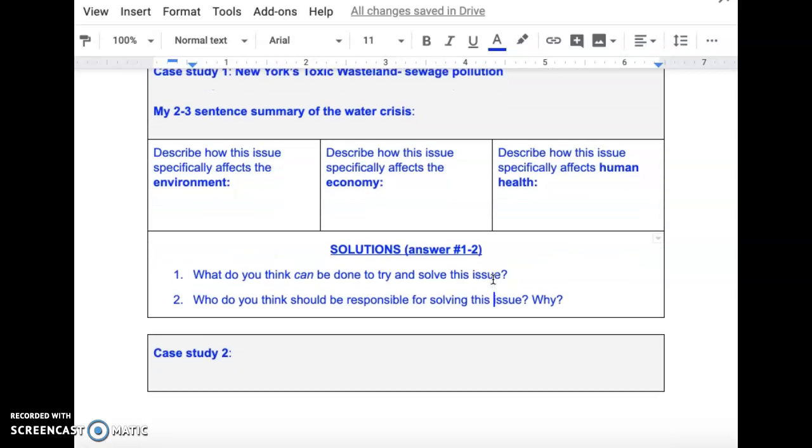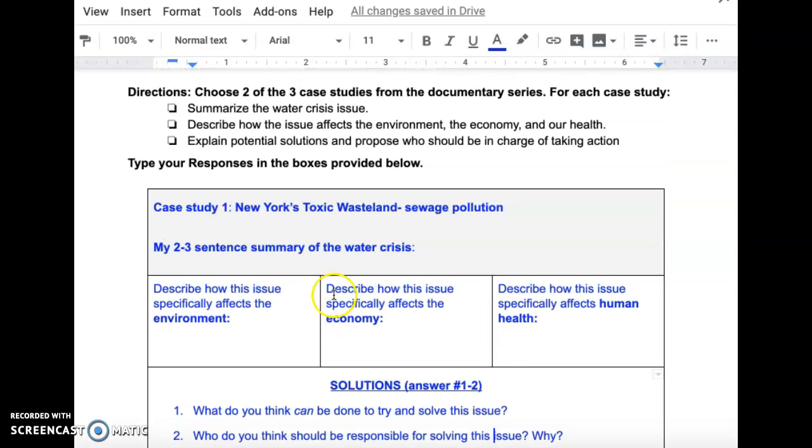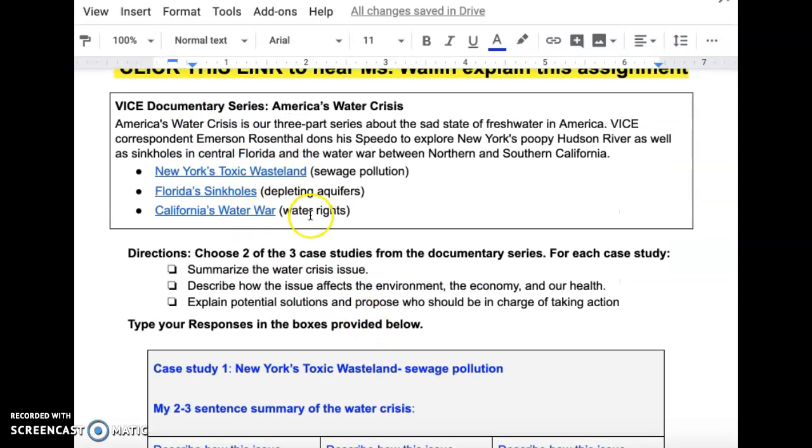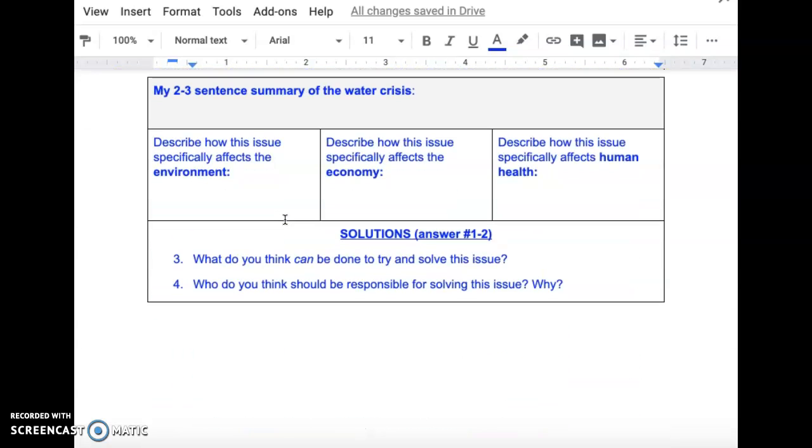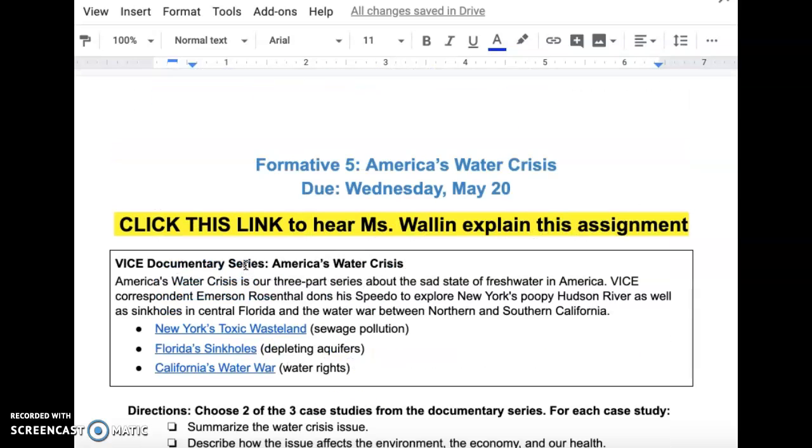And then I would do the same process for the other case study they choose, either Florida sinkholes or California's water war, in these boxes for case study 2. Again, this is due Wednesday the 20th.